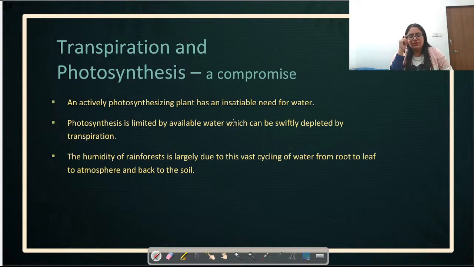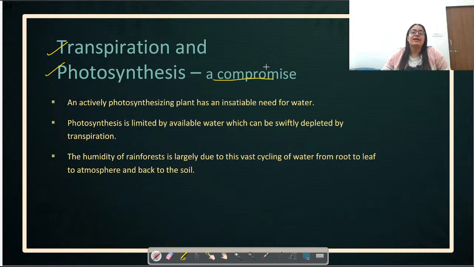Next we need to talk about, students, transpiration and photosynthesis: a compromise. It is a very, very important topic that has been discussed in your NCERT in chapter number 11, that is Transport in Plants. Even if you are not clear with the fundamentals of the photosynthesis chapter, it becomes a little difficult to understand what NCERT has written. So in the next 5 to 10 minutes, I am going to explain each and every line of NCERT that has been discussed under this para.